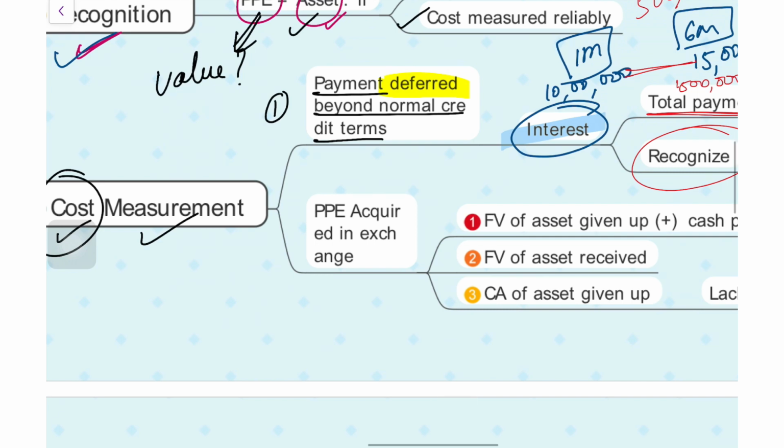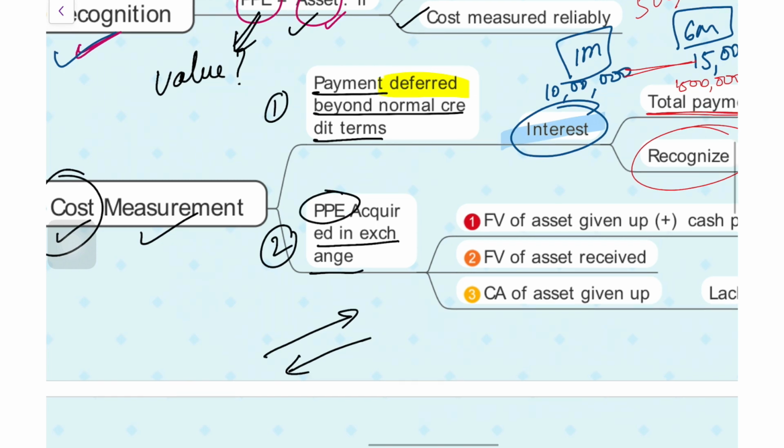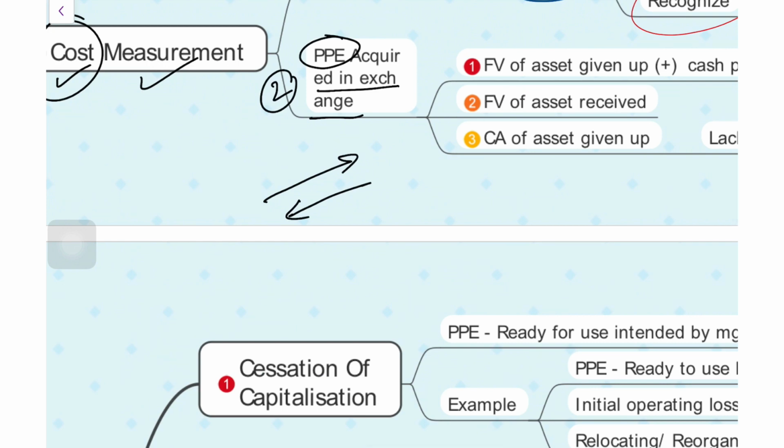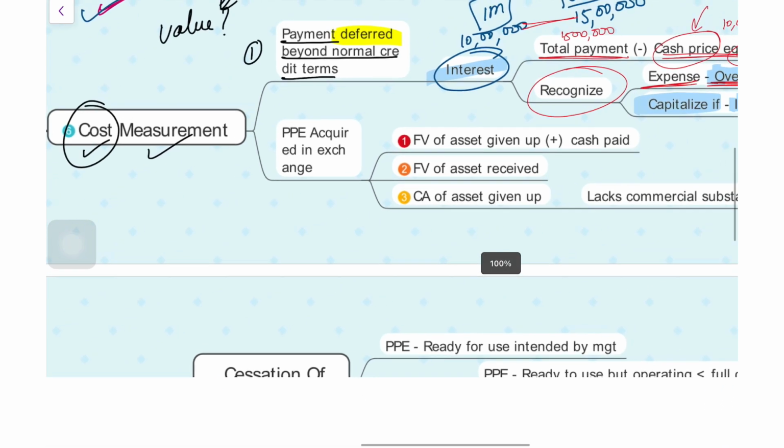Now talking about the second part of this cost measurement, here we talk about the PPE which is acquired in exchange of another PPE. So here you do not put in your money to get a PPE, but you give one asset and get back an asset. Here there is an exchange of assets. How are you going to find out the cost of such PPE which you have acquired in exchange? Suppose we have given out a building, and in return you are getting some plant and machinery. At what value are you going to record the plant and machinery in your books is the question here.